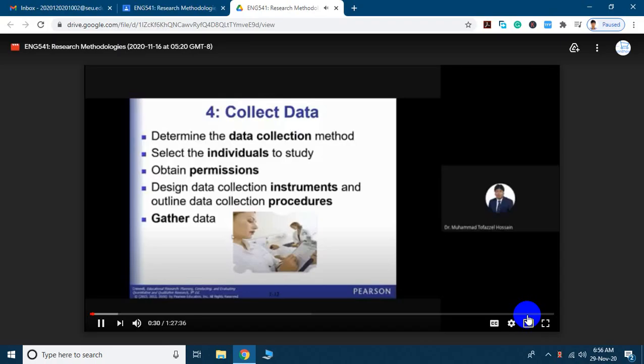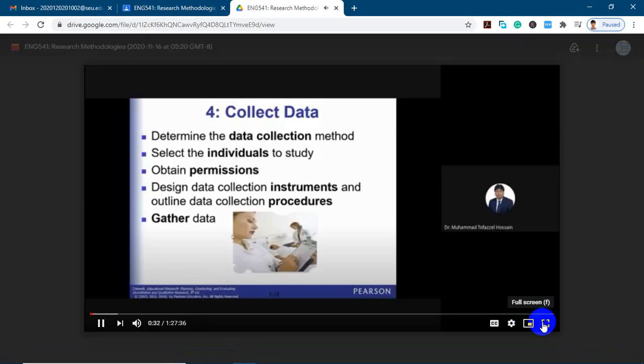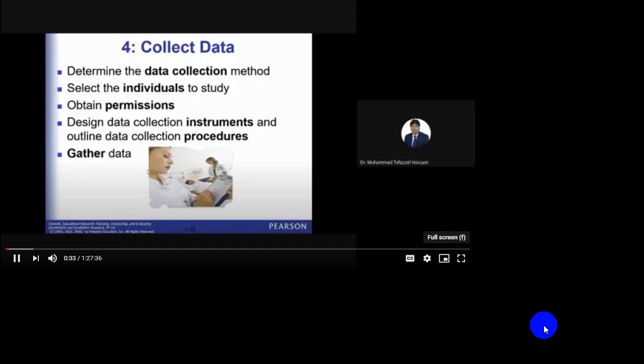Okay, and outline data collection procedures.